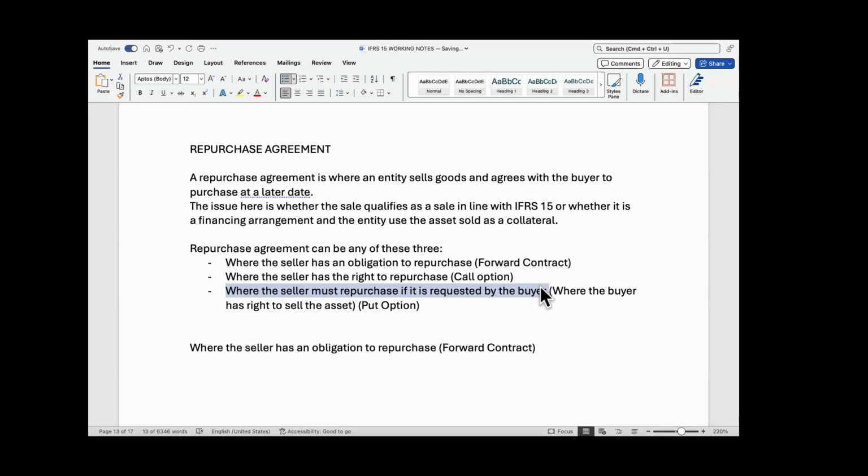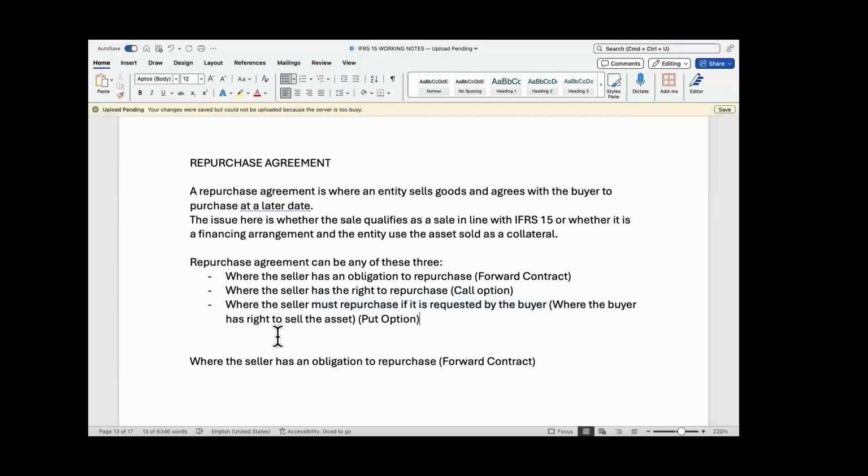Meaning that if the buyer does not request, nothing will happen. But if the buyer requests, then you have to. So either one is okay for me for your exams. In your exams, we really just need you to have an idea. I've not seen an ICAN exam going very deep into all of these things, but you just need to have an idea of what is happening on the face of it. So either one is okay for me.